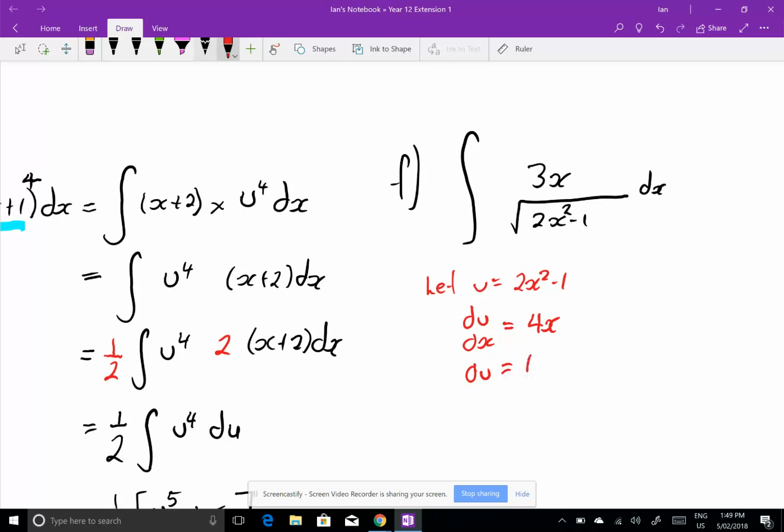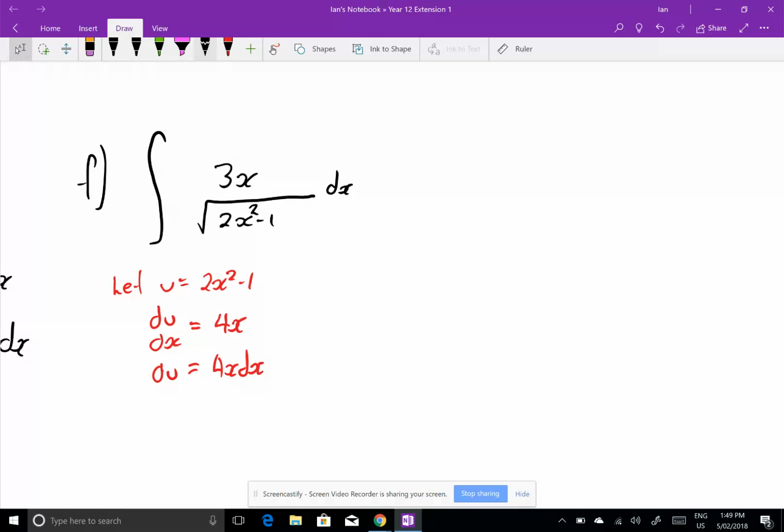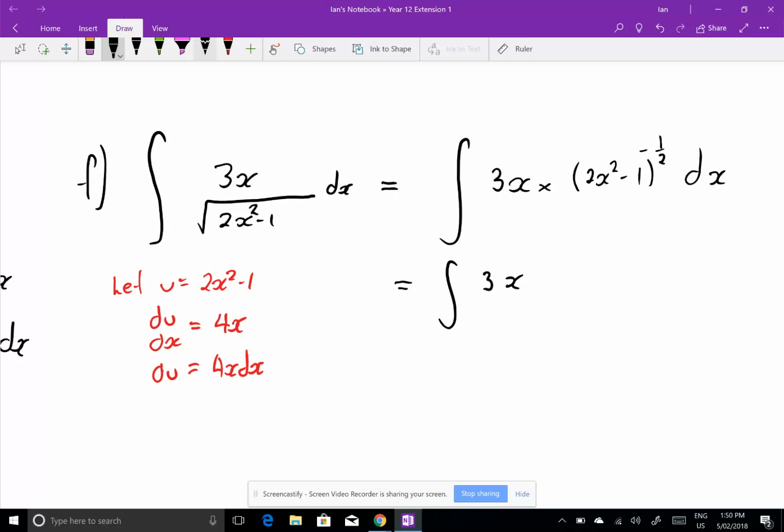du equals 4x dx. Now, the integral of 3x times, I'm going to write this in index notation, (2x squared minus 1) to the negative half dx. Now I'm going to do my substitution, and I've got 3x u to the minus a half dx. Now my problem is u to the minus a half 3x dx, and you're thinking to yourself, well, how can I make that and that look the same?